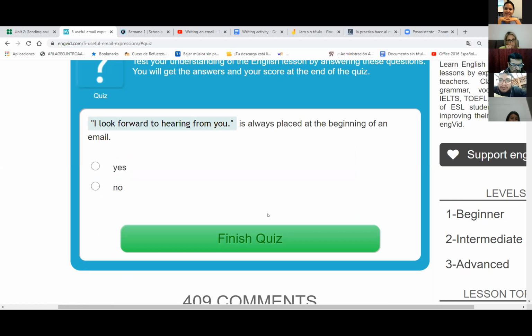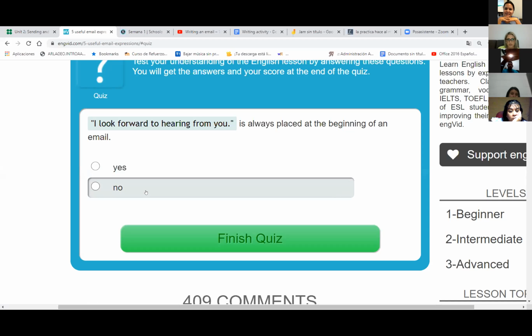I look forward to hearing from you. Always begins an email. At the beginning of the email, when you start the email. You can find this expression when you start the email or at the end. Beginning means when you start. So I look forward to hearing from you. It's not always at the beginning of the email. Exactly. The answer is no.